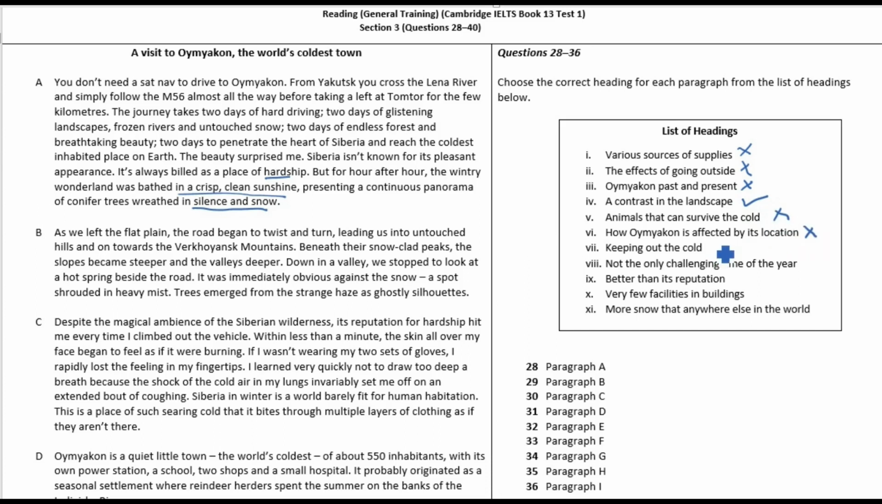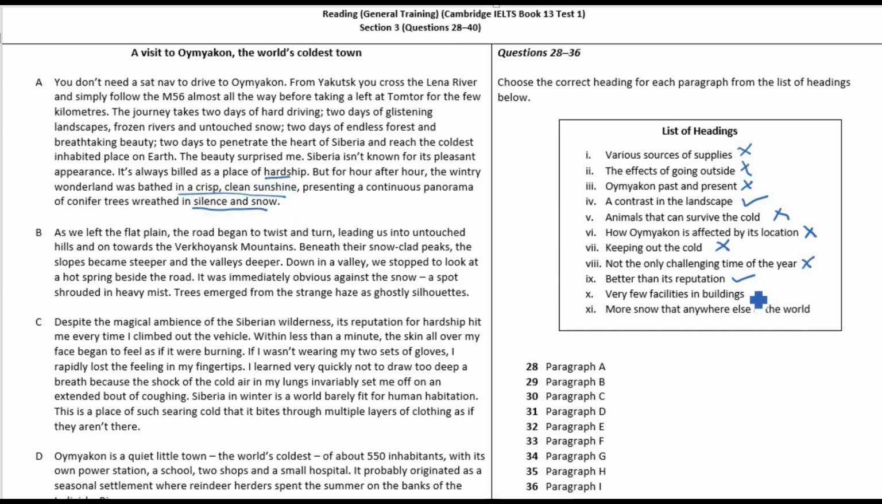Keeping out the cold, not really. Most probably this would be where the clothes are mentioned. Not the only challenging time of the year, there's nothing about which month it is. Better than its reputation, could be, because it is known to be a very cold place, but this paragraph says that the beauty surprised the author.